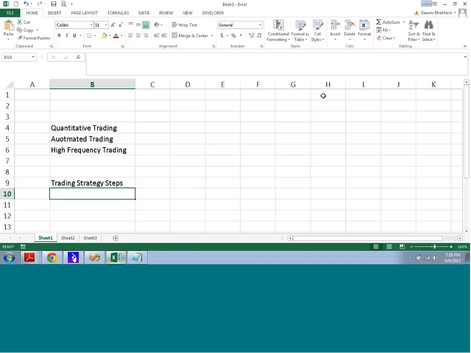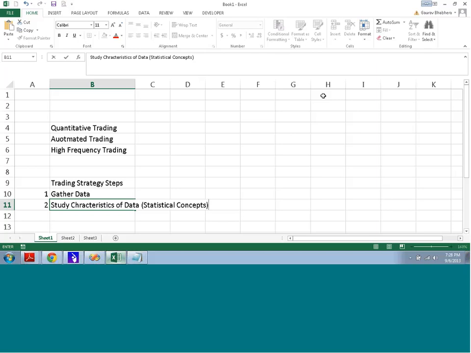So the trading strategy steps are very simple. The first is to gather the data. After you gather the data, study the characteristics of the data. Here you may require statistical concepts. It could be very simple statistical concepts, like understanding the standard deviation and the correlation with other market observations.